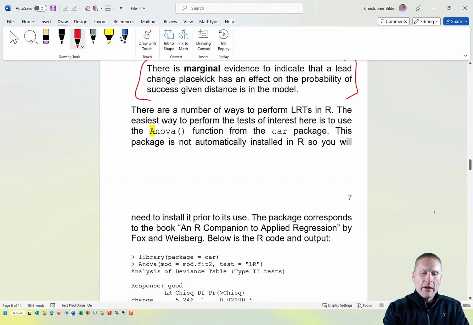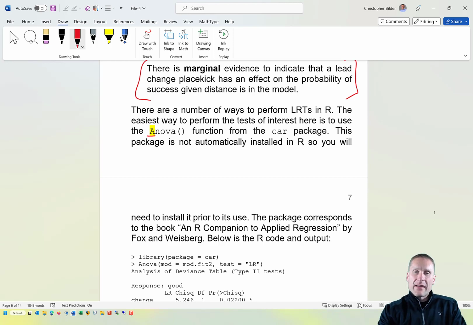Also notice here how I'm using a capital A with this function. We will next, after this function, look at another function that has exactly the same name but uses a lowercase a. So that's why it's important to differentiate between the two, because they do provide different results.